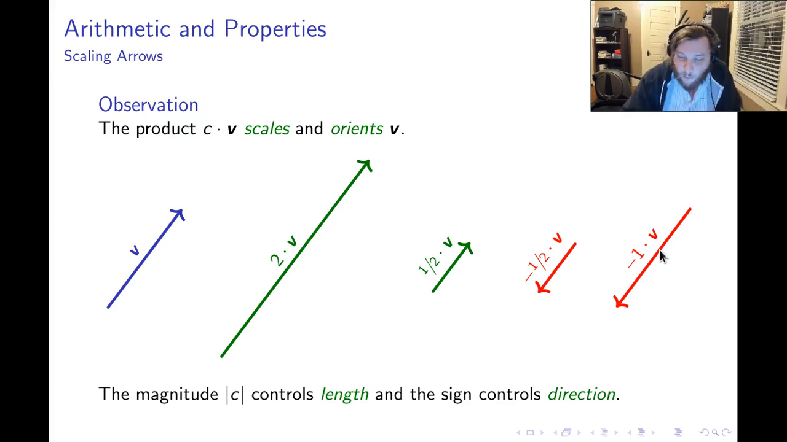What about negative 1 times v? Well, since the absolute value of negative 1 is 1, this should end up not changing the length of our vector at all, but negative 1 is a negative number, so this should simply reverse the direction of the arrow. So the idea here is that the absolute value, or the magnitude of the absolute value of the scalar we're using to scale our vector, controls the length of our vector, while the sign of the scalar controls the direction of our vector. So we have this nice connection between the arithmetic of scaling and our geometric interpretation of vectors as arrows.